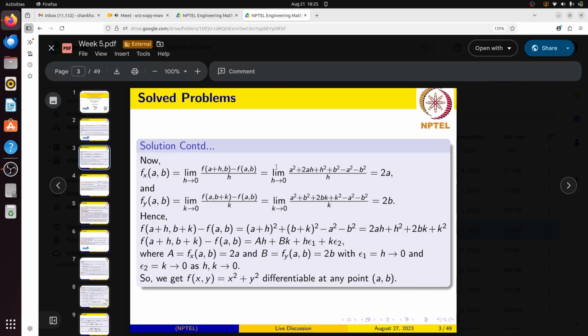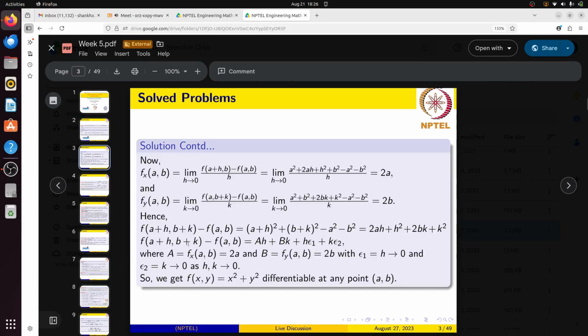So now f_x(a,b) is just the limit as h tends to 0 of f(a+h, b) minus f(a,b) over h. I know that you know these things, but still for convenience, because on YouTube also some people watch the videos. This is just by definition; you can also determine that if you are advanced: del f del x equals 2x, del f del y equals 2y. So at the point (a,b) they are just 2a and 2b.